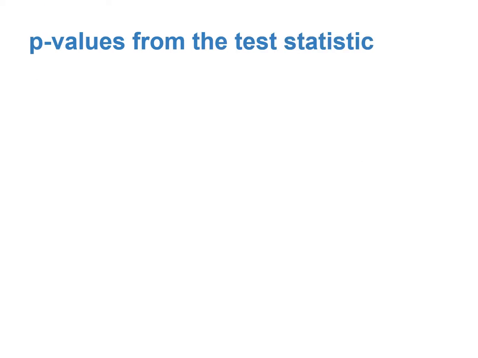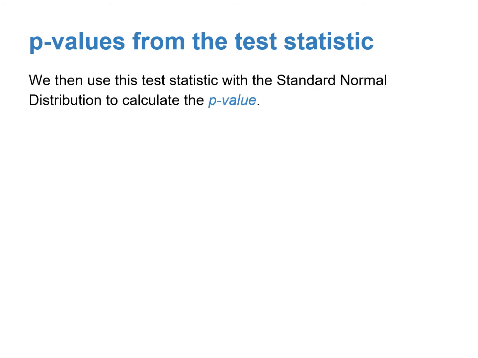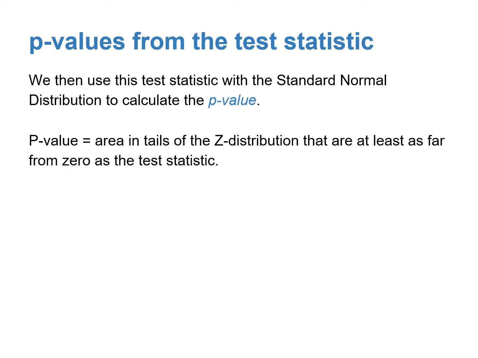Now we'll learn how to find the p-value using the test statistic. We're going to need to use the standard normal distribution with the test statistic to calculate the p-value. The p-value is going to be found by finding the area in the tails of the z-distribution that are at least as far from 0 as the test statistic.